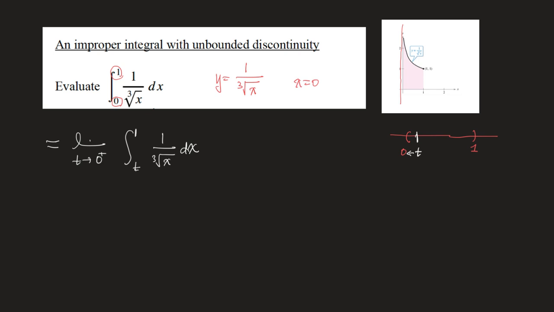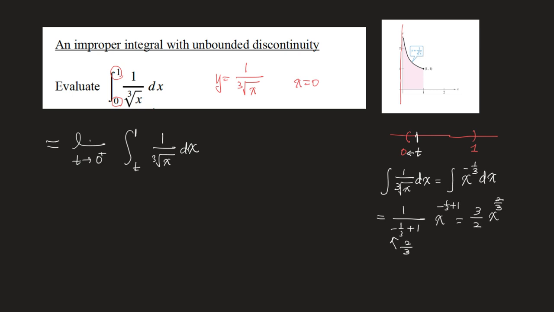Let's find the antiderivative of cube root x. So the integral of cube root x dx is the integral of x to the negative 1 over 3 dx. What is the antiderivative? It is 1 over negative 1 over 3 plus 1, times x to the negative 1 over 3 plus 1. I'm not going to put the C because we don't need the C. This is 2 over 3. You flip it, 3 over 2, x to the 2 over 3. That's the antiderivative of this.